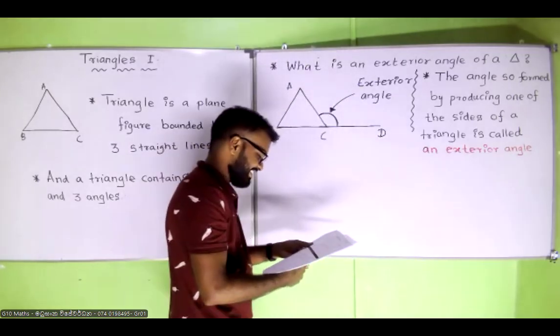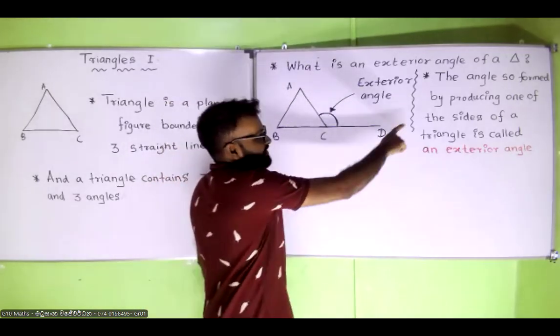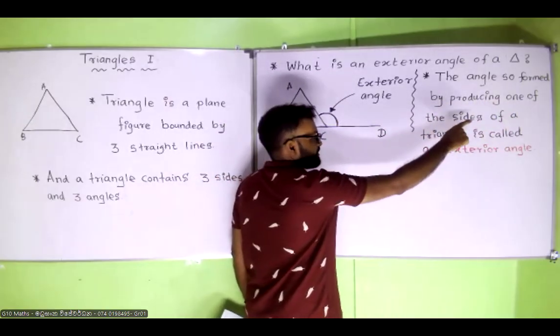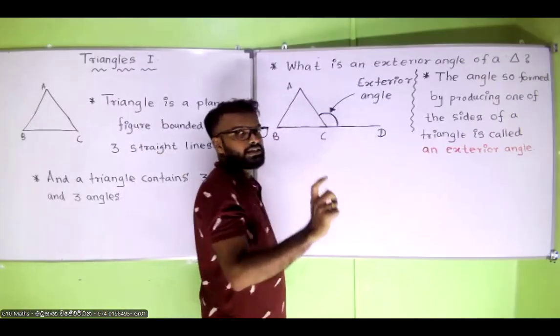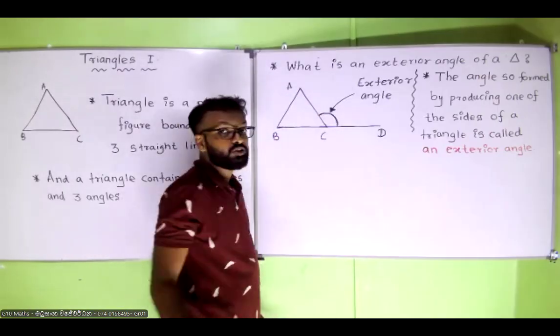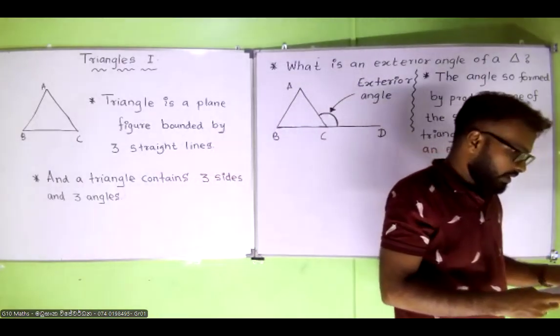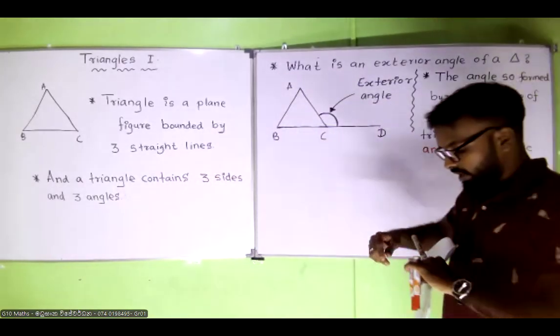Okay guys. Right. So this is it. The angle so formed by producing one of the sides of a triangle is called an exterior angle. So this is your exterior angle. You already know that, correct? Then I have given an important point.